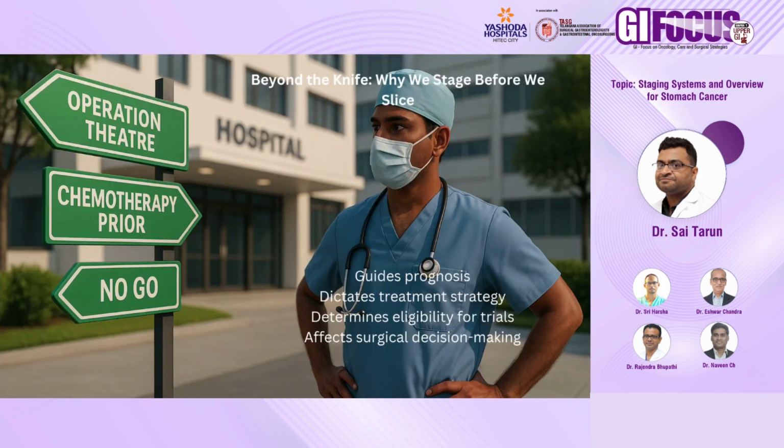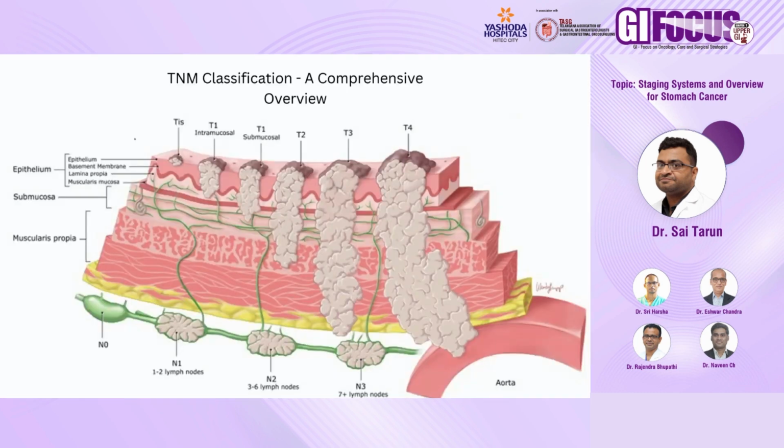And how does this matter? So why do we stage before we slice? Because right from planning the strategy to the prognosis, everything is guided by your proper staging strategy. It helps in planning treatment, it helps in guiding your prognosis, counseling the patient, and it also helps in classifying patients, taking them up for research activities and enrolling them in trials.